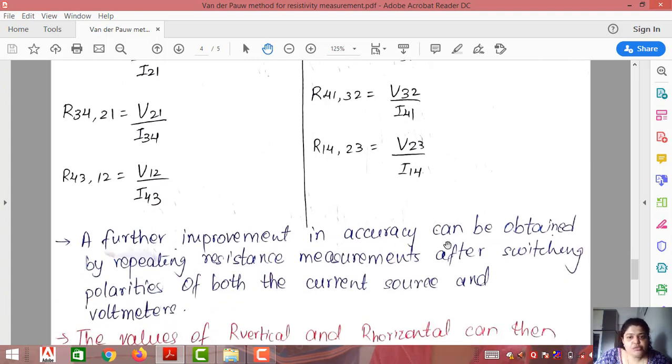A further improvement in accuracy can be obtained by repeating the resistance measurements after switching the polarities of both current and voltage, that is the current source and voltmeters. What can be done is, we've taken positive DC current. Now you can reverse the polarity of current. You can take negative DC current and reverse the polarity of voltmeters and again take a set of 8 different measurements. 4 vertical, 4 horizontal, and then the average of these 16 can be taken.